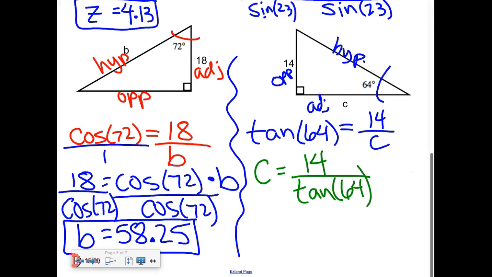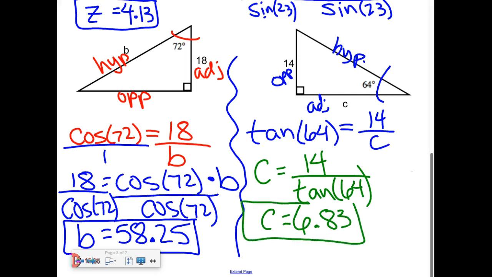Okay, so again, grab your calculator, plug that in. This one is not the hypotenuse, so we don't expect it to be larger. And I'm getting 6.83. All right, so those are our basic how do you use SOHCAHTOA, when and why you would use each one.